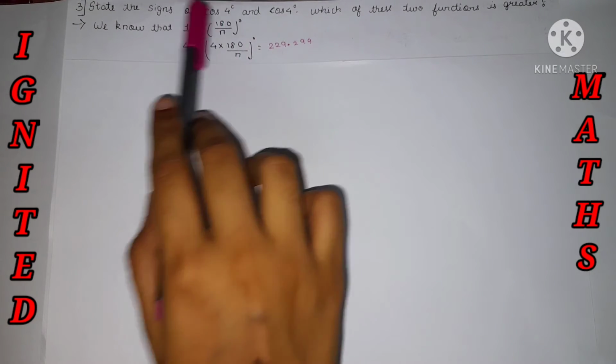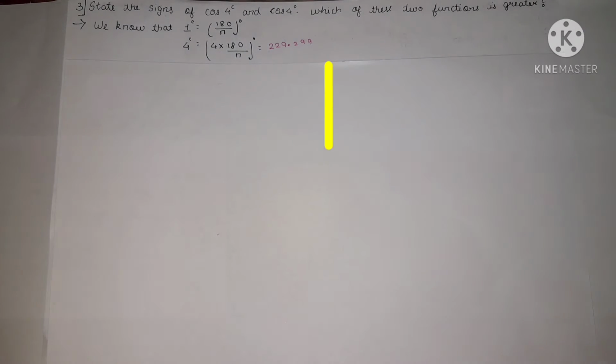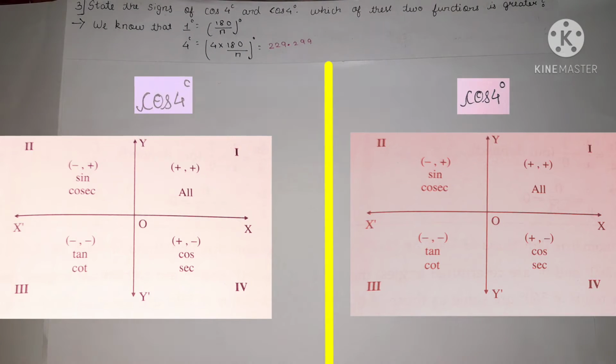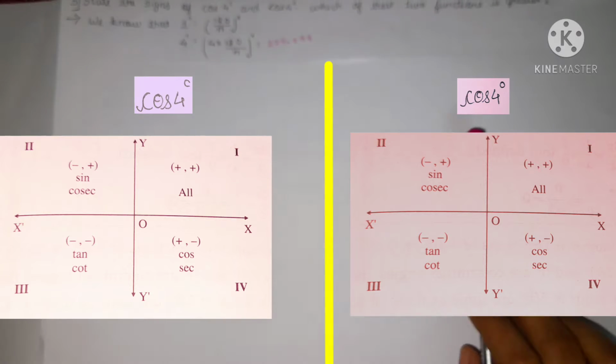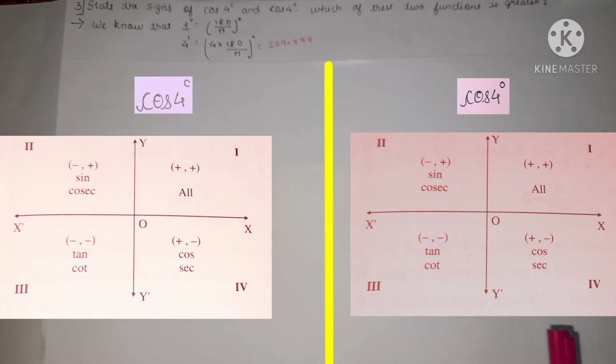Now, where does cos 4 radian lie, in which quadrant? Here is the radian version and here the degree version, that is cos 4 radian and cos 4 degree. For cos 4 degree, 4 degree lies between 0 and 90, so it will be the first quadrant only. In the first quadrant, all the trigonometric functions are positive.